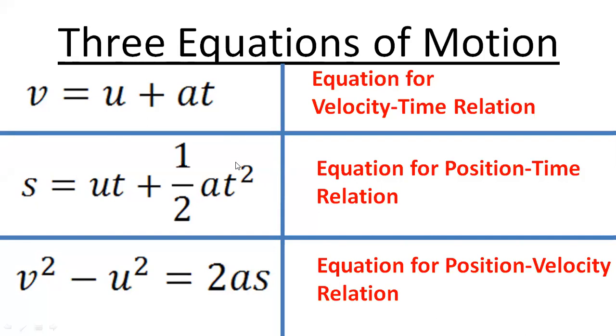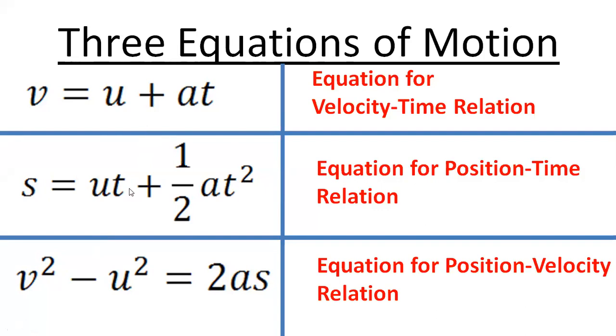Okay. So what are the three equations? V is equal to u plus at, s is equal to ut plus half at square, and third is v square minus u square is equal to 2s. You have to memorize them. Okay, we are going to derive them, but you have to memorize these formulas. Very important. And by the time you practice all these formulas, you will memorize it.